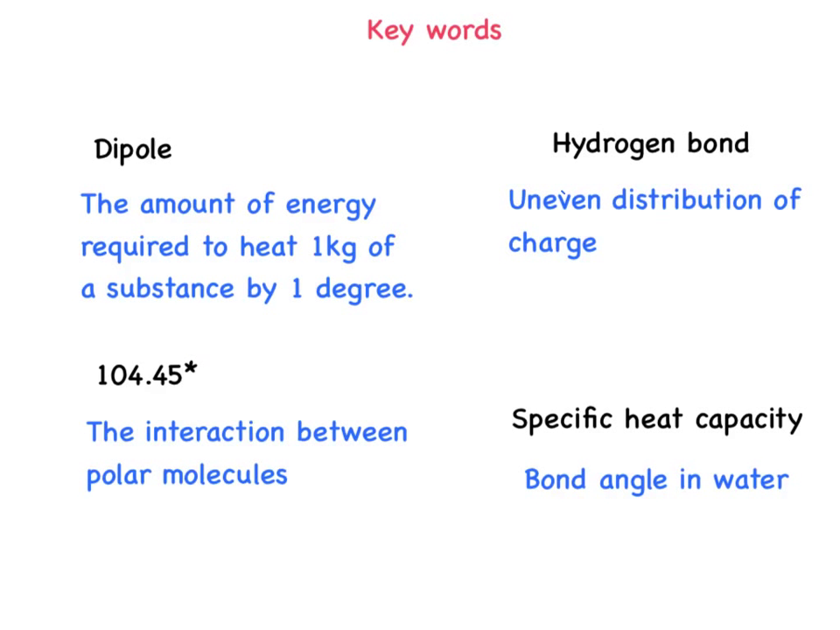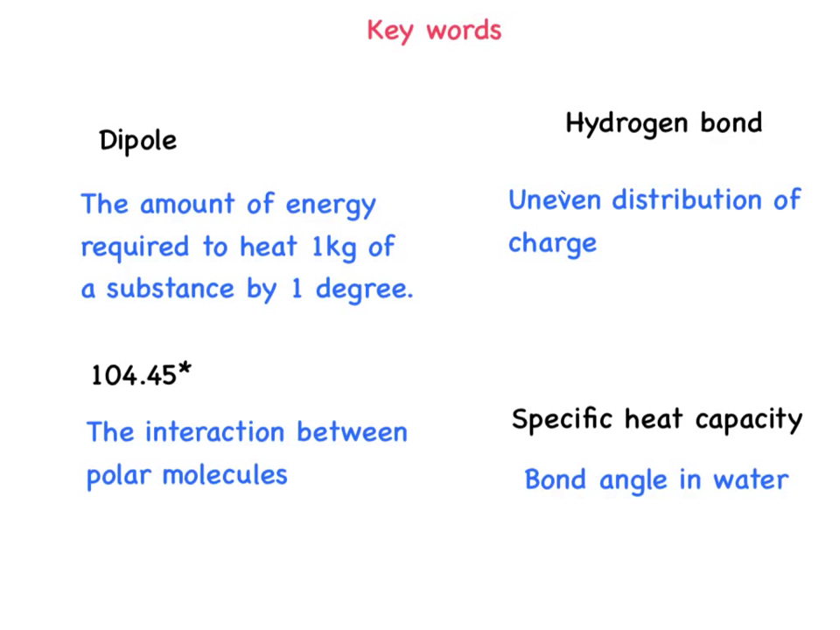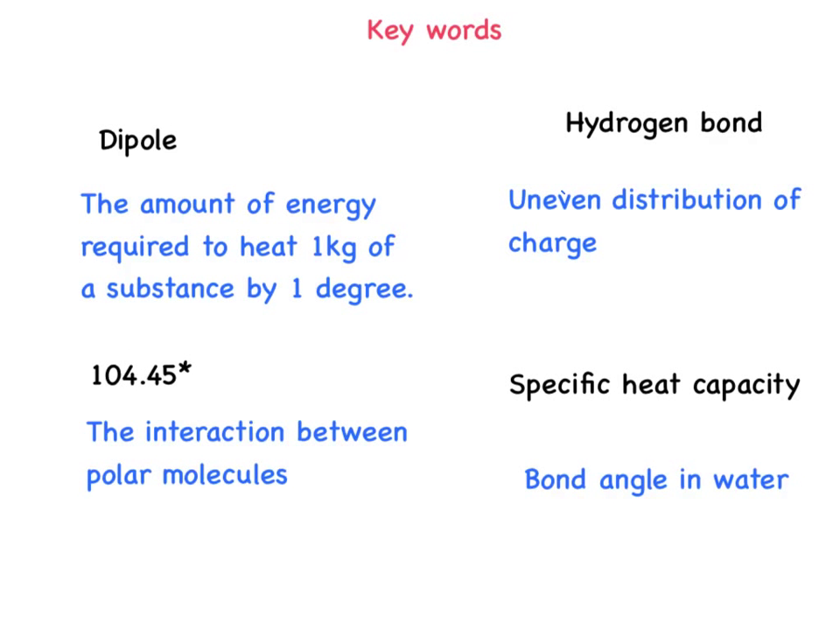Can you match the key words to their meaning? So you have dipole, hydrogen bond, 104.45 degrees, and specific heat capacity.